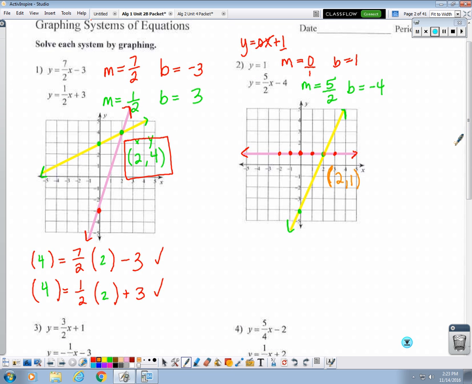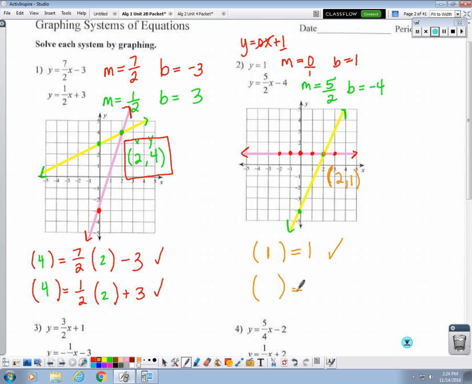So this is where I want you to just stop and watch, and then I'll give you time to copy. Y equals 1. Y equals 1. But for my solution, what's the y value? 1. Okay? Does that make a true statement? Yes.